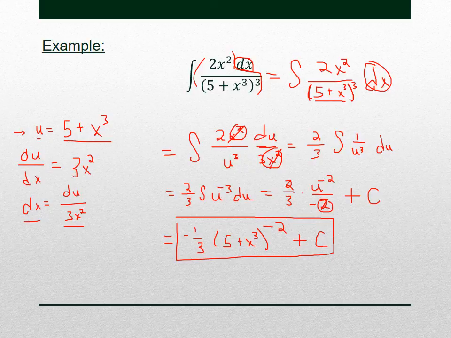I will note that you could also start this problem by rewriting this denominator and putting it in the numerator. So we'll note another way to do this. You can always do things more than one way. One way to do this would be to rewrite this as 2x squared times 5 plus x cubed to the negative 3. And then do all the exact same steps from there.